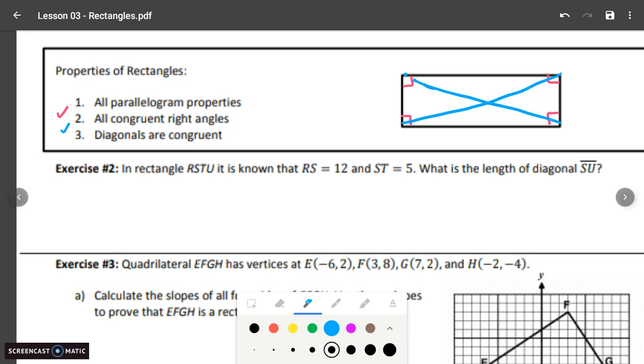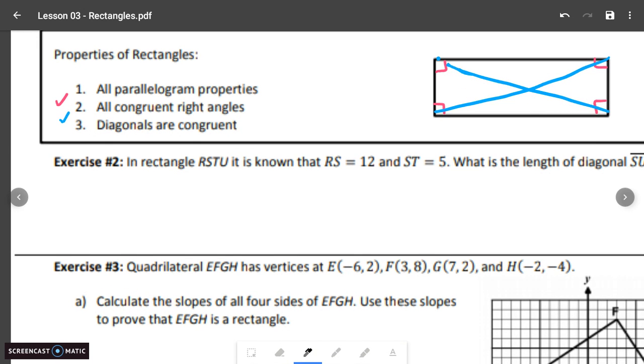So let's look quick at some of the properties that tie back to this. In the rectangle RSTU, it is known that RS equals 12 and ST equals 5. What is the length of the diagonal SU? I would always recommend drawing yourself a picture when it comes to quadrilaterals. It makes life that much easier. So we have RSTU. Now your rectangle never has to be drawn to scale. It never has to look perfect.